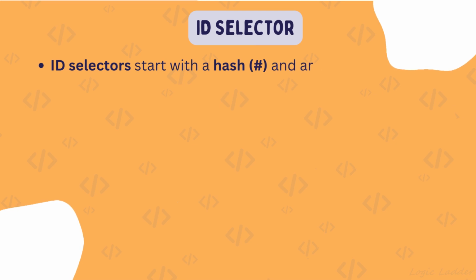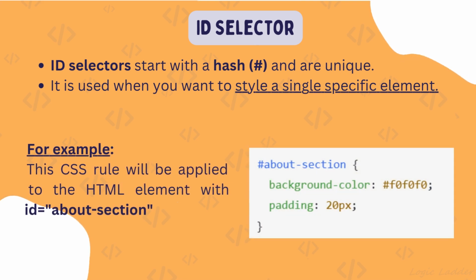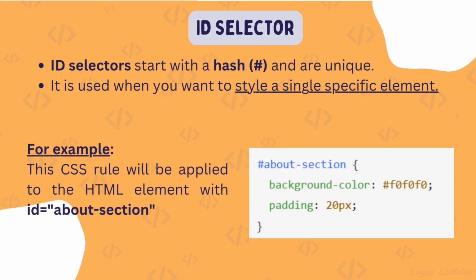ID selector. ID selectors start with a hash and are unique. It is used when you want to style a single specific element in a web page. In this example, this CSS rule will be applied to the HTML element with ID, about section.